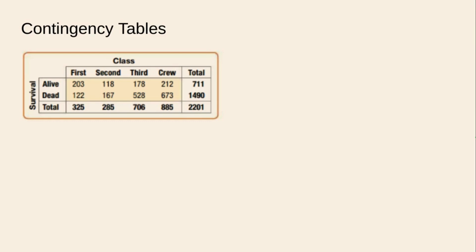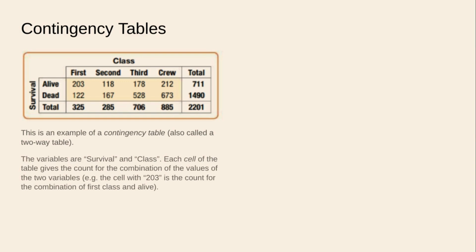Welcome back, AP Statistics. This is the second half of Chapter 2. We're talking about contingency tables. This is an example of a contingency table. It's also called a two-way table. The variables are survival and class.